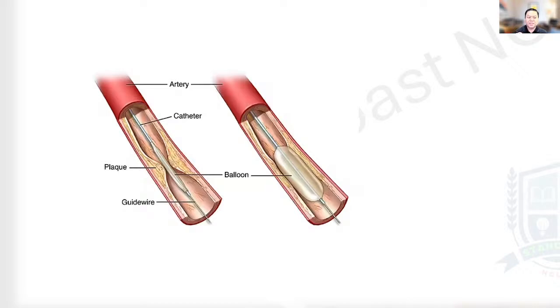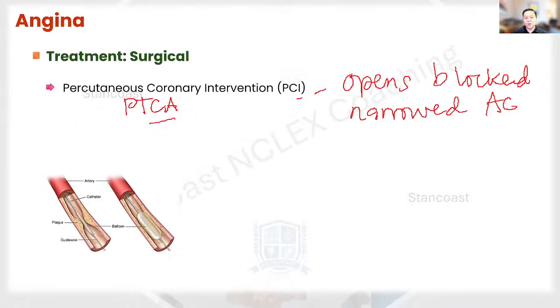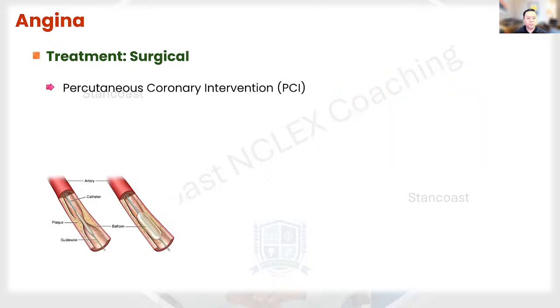Okay. So in the PCI, the cardiologist might decide whether to put like a mesh or maybe a stent in order to keep the blood vessel open and to prevent re-narrowing of the blood vessel. Okay, so they might decide that. Okay, now let's talk about another procedure here.